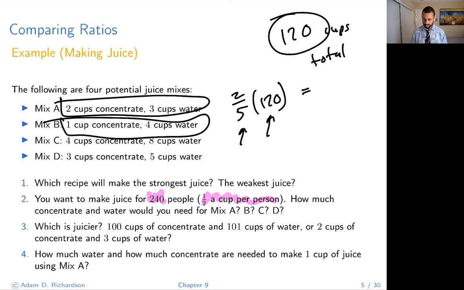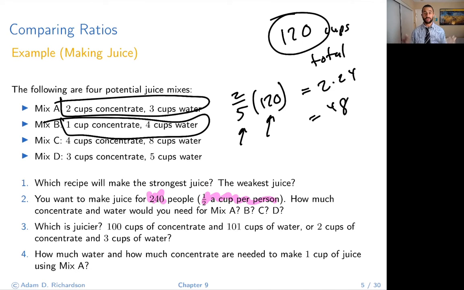And at this point, there's all sorts of ways you could do it. How would I do it? What is 120 over 5? What is that? 25? No, not quite. Is it 20? No. What is it going to be? 120 divided by 5. Okay, 5 goes into 100 20 times. Oh, 24. There it is. We need another 4. So this is 2 times 24, which is 48. Okay, so we need 48 cups of concentrate.